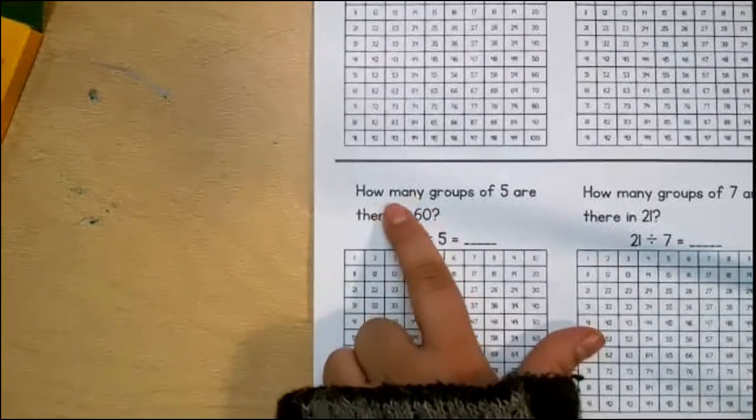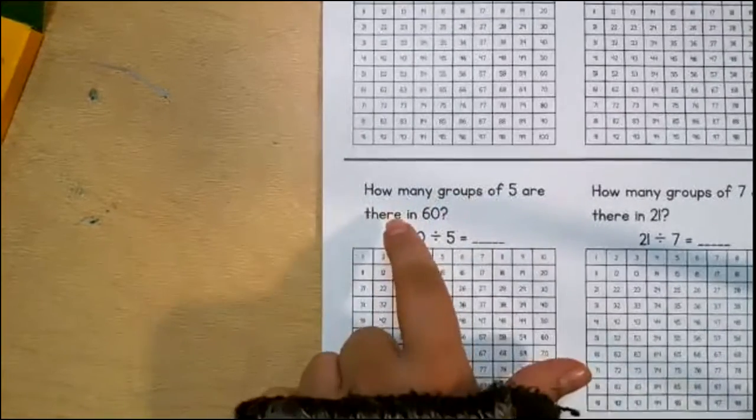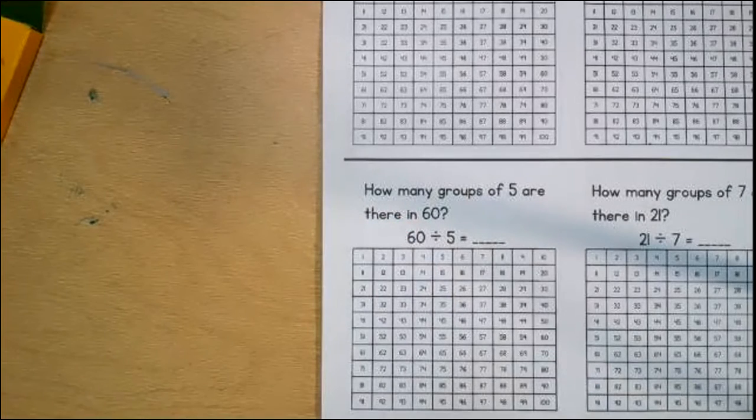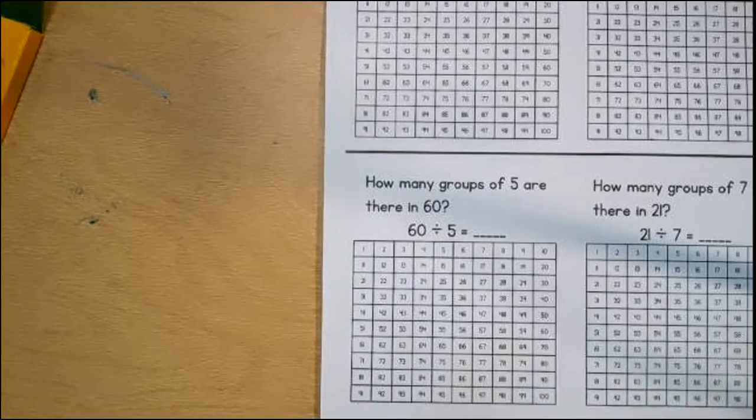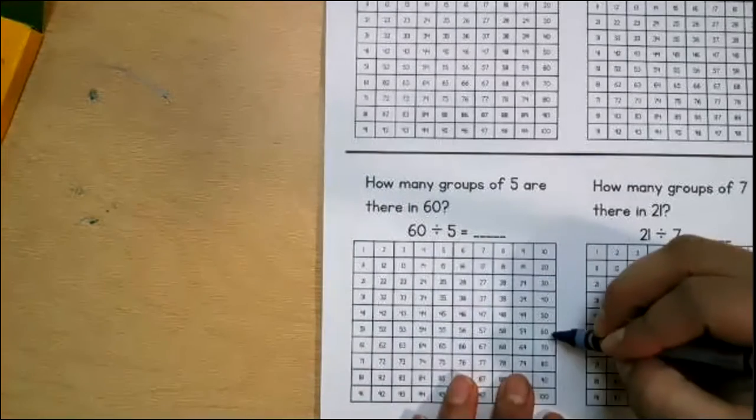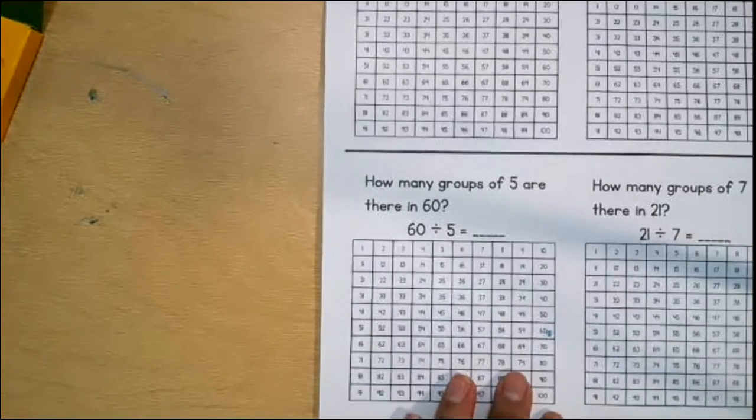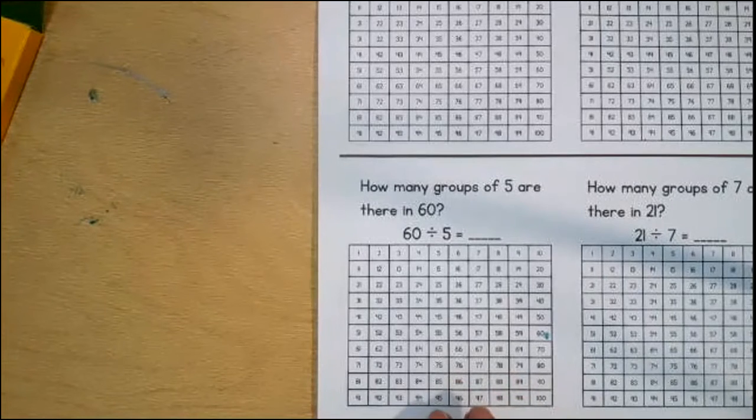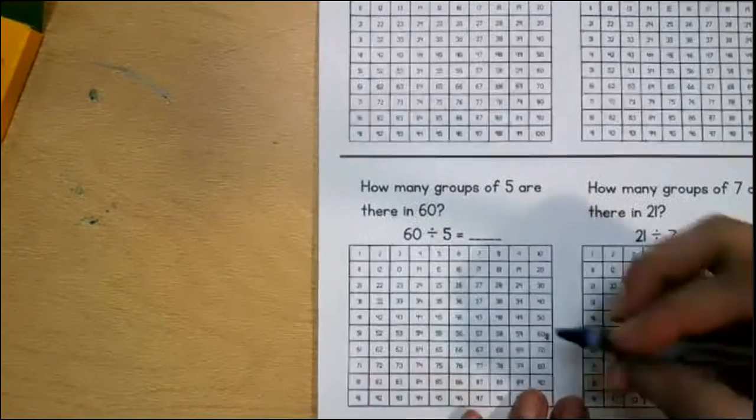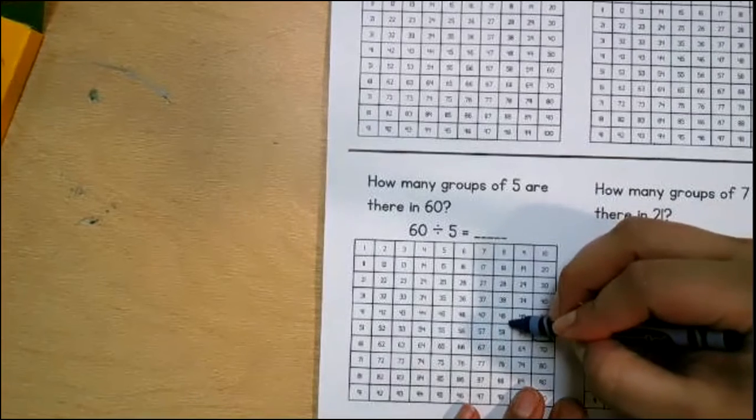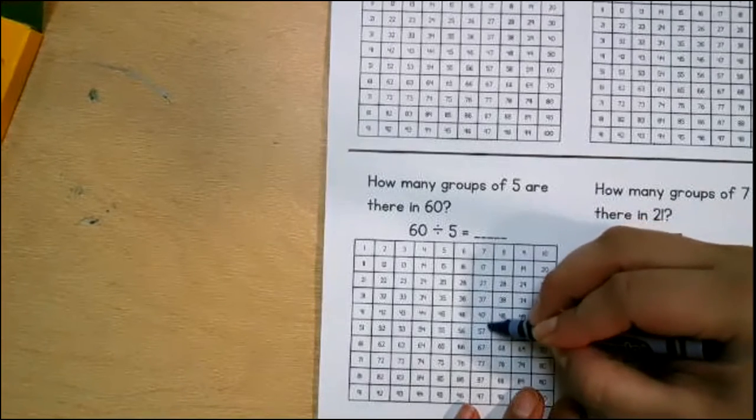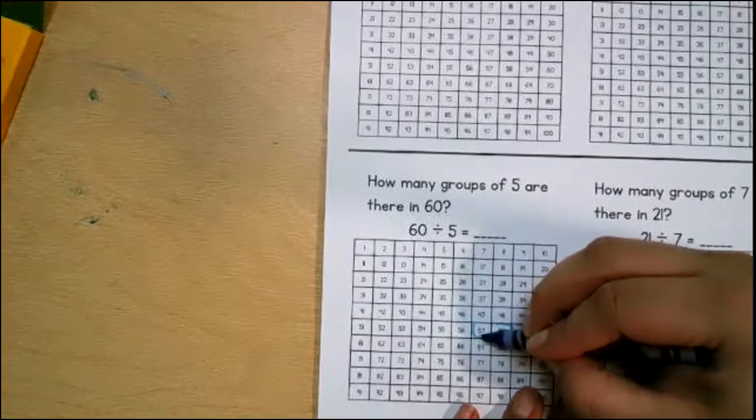So we're going to get started. So how many groups of 5 are there in 60? So what's our first step, friends? Right, we're going to find the number 60 on our hundreds chart. So I found the number 60. It says how many groups of 5? So I'm knowing that I'm going to group by 5s. So what I'm going to do is starting at number 60, working my way back, I'm going to count and group 5s.